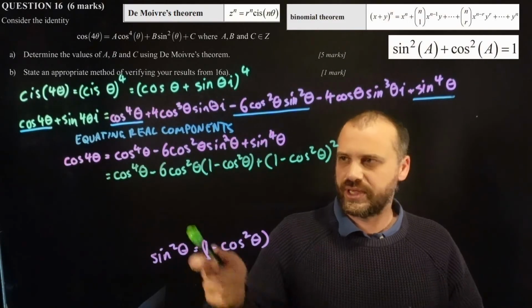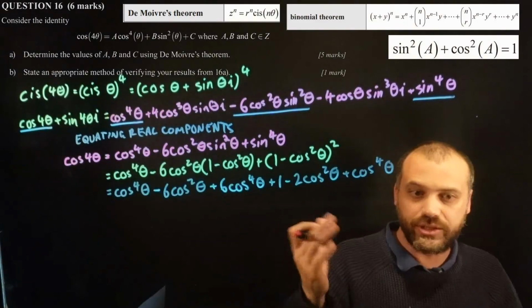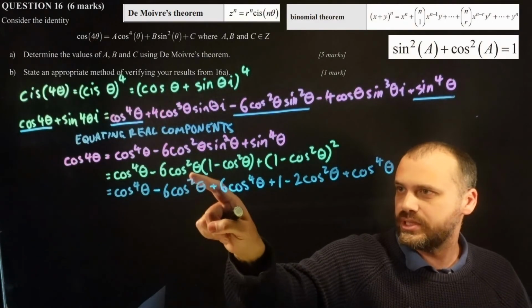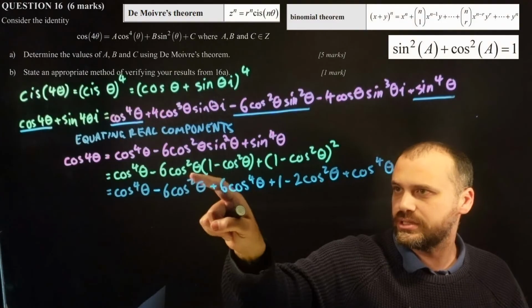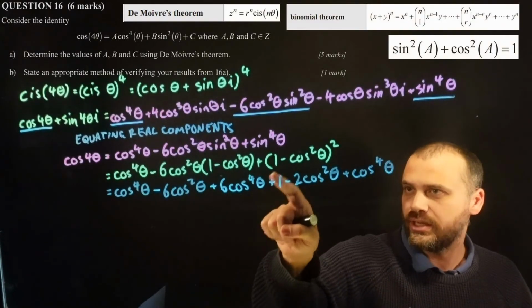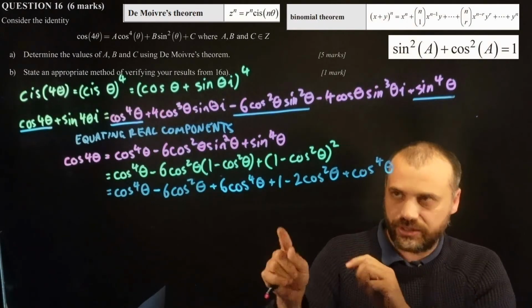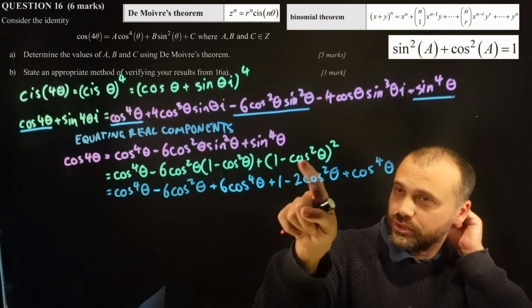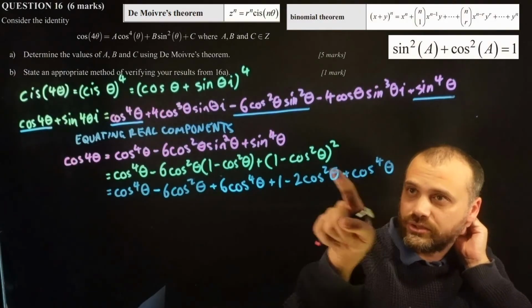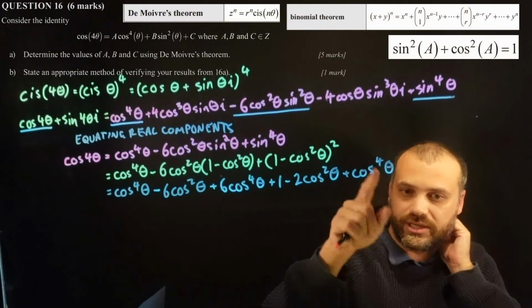All right, let me just sort of expand a bunch of this. All right, so there's my expansion. It was this times this makes that. It was this times this makes that. And then 1 minus cos squared theta. That's 1 minus cos squared theta times 1 minus cos squared theta. That's 2 lots of this times this, and cos squared theta squared, which is cos 4 theta.